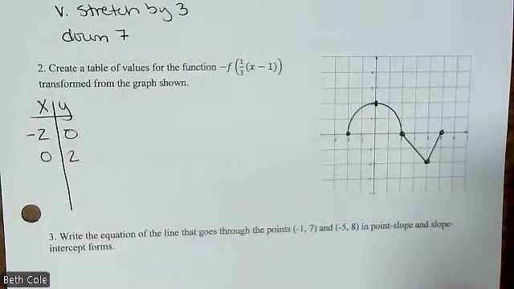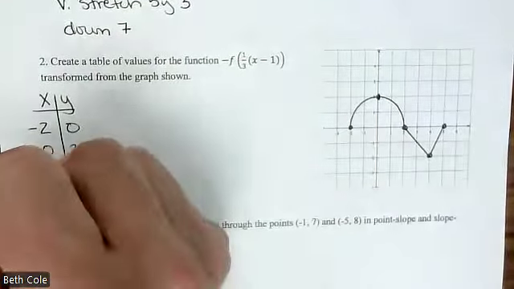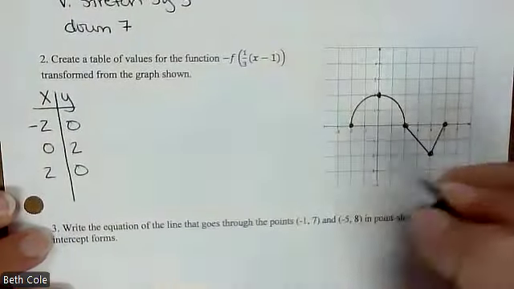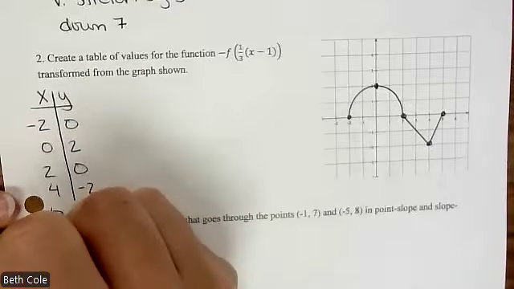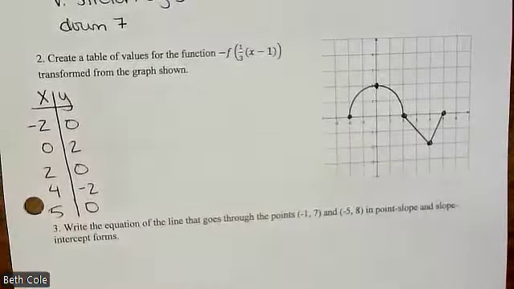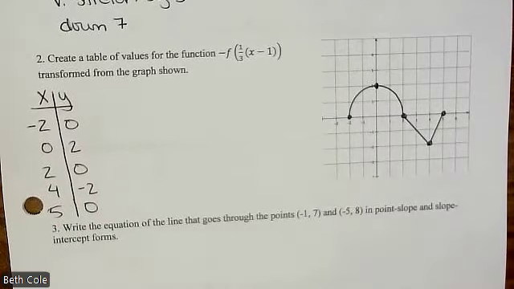But what else? What else have we got? 2, 0, good. 4, -2, 5, 0. Do you see how I put a lot of zeros in there? Did that on purpose to help you out because 0 is an easy number to deal with.